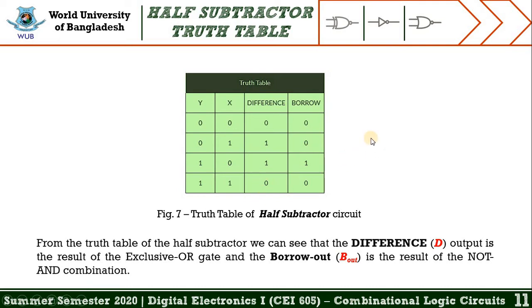And in the borrow section, we get 1 in only one condition, when X is 0 and Y is 1, or you can say A is 0 and B is 1. I hope you understand why we get 1 in borrow, because 0 is smaller than 1. From the truth table of the Half Subtractor, we can see that the difference output is the result of the exclusive OR gate, and the borrow out is the result of the NOT-AND combination, as we have already seen from the previous slide.